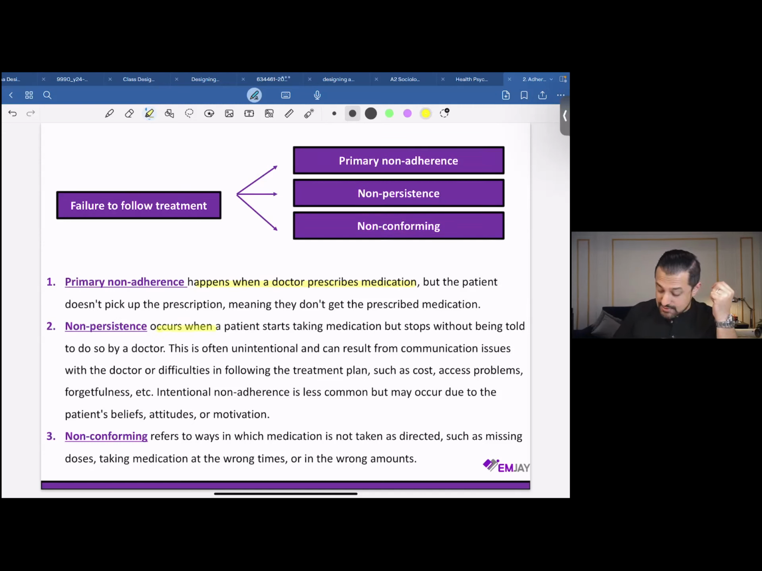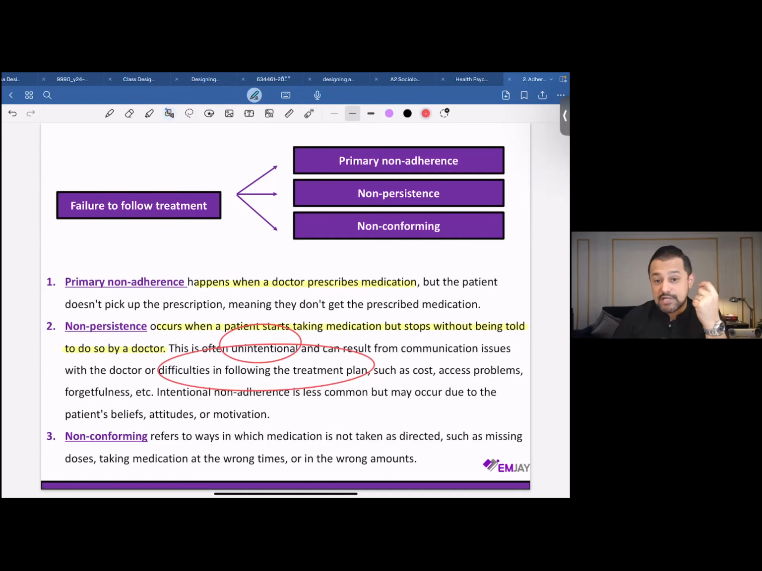First one. Number two, non-persistence. This occurs when a patient starts taking medication but stops without being told to do so by the doctor. Now, when a patient is prescribed, goes, collects medicine, starts taking medicine, but stops taking medicine before he or she has been asked to stop. This could either be unintentional and can result from a communication failure with the doctor, or this could be because of difficulties in following the treatment plan.